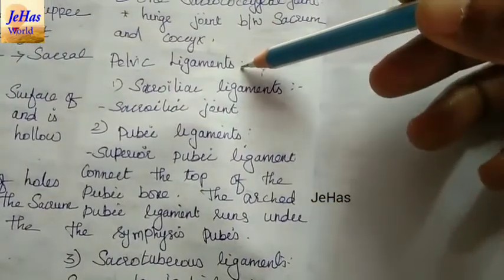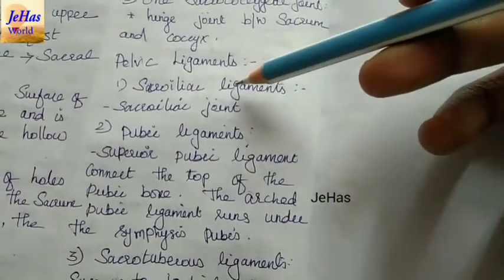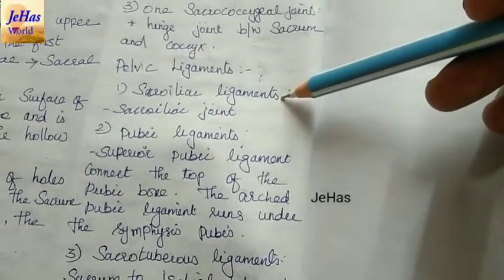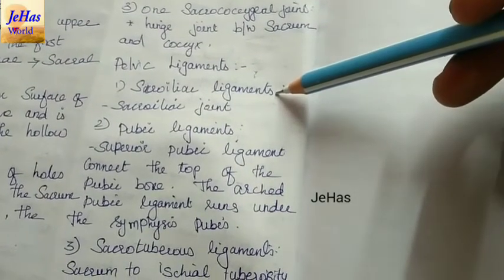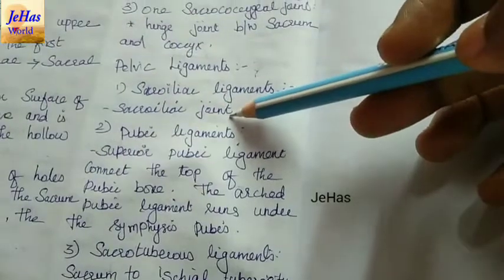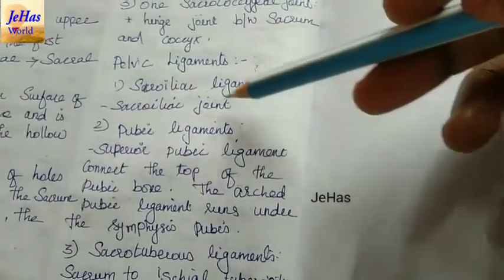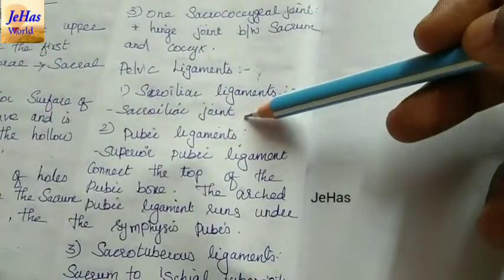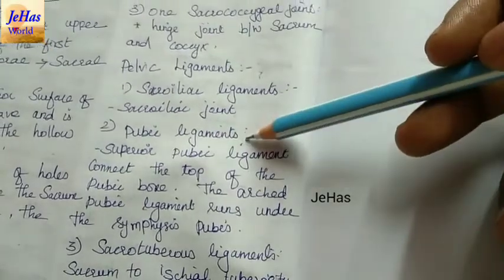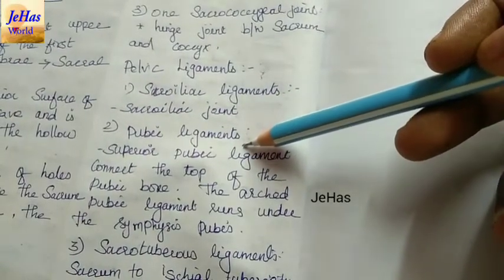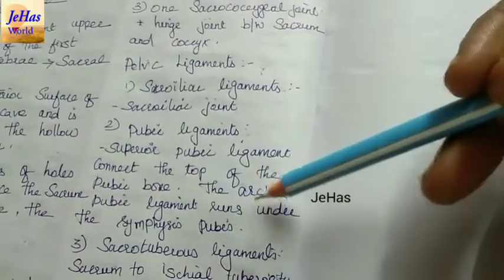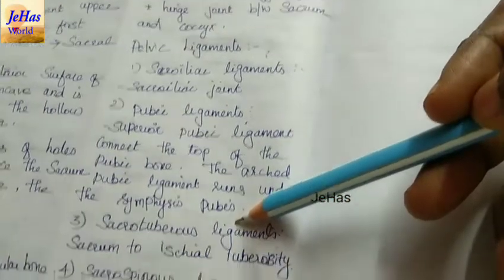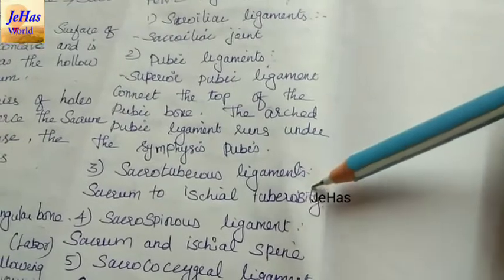Next one is the pelvic ligaments. Total 5 ligaments are there. First one, sacroiliac ligament. These ligaments pass in front of and behind each sacroiliac joint. Next one is the pubic ligaments. The superior pubic ligament connects the top of the pubic bone and the arcuate pubic ligament runs under the pubic symphysis. Next one is the sacrotuberous ligament.